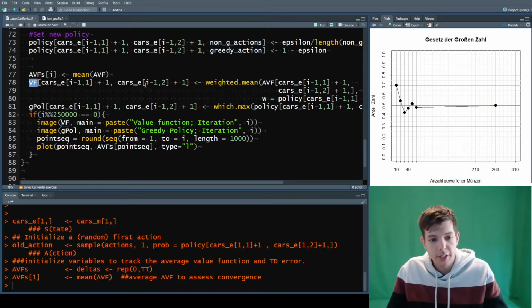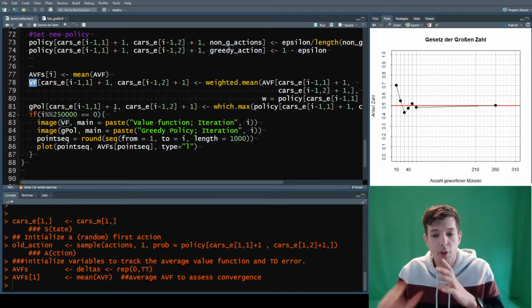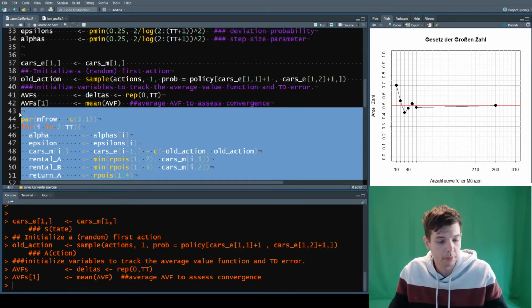The value function then is, of course, the weighted average of the action value function, where the weights are the policies. So the greedy policy gets much weight, the action value function of the greedy policy gets much weight, and the others get less weight. And then we can also select the greedy policy of the whole policy cube, and we can plot that. So let's just run this code and look what's happening.